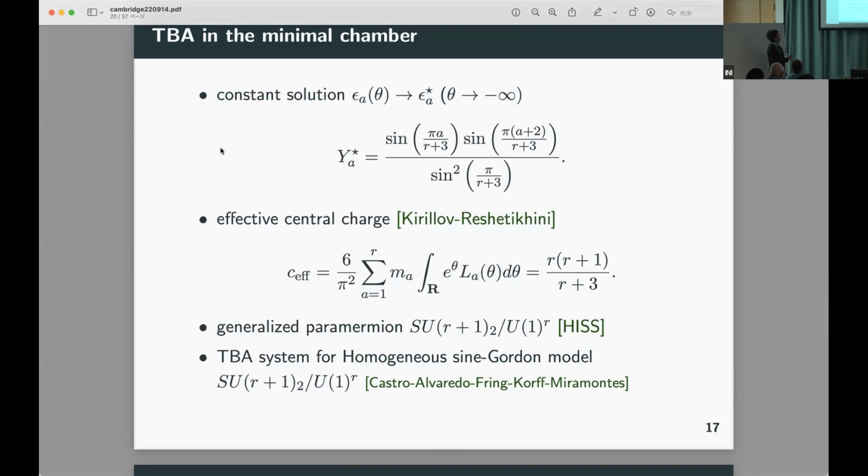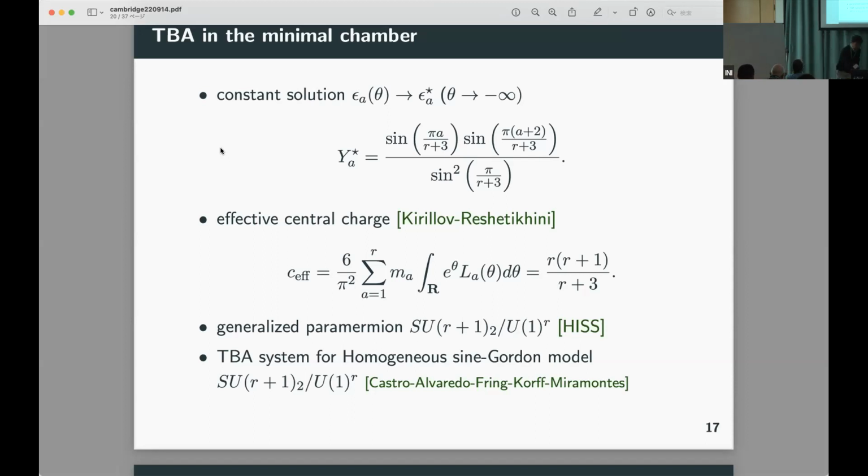This has some solution in the theta going to minus infinity limit. The Y function is an exponential of epsilon, which is called the pseudo energy, which characterizes the energy of the pseudo particle describing the integrable model. Then from this constant value, one can evaluate the effective central charge of the system. This is the central charge of the CFT called generalized parafermion systems. And actually this TBA system agrees with the so-called homogeneous sine-Gordon models of level 2, which were constructed by Castro-Alvaredo, Fring, Korff, and Miramontes some years ago.